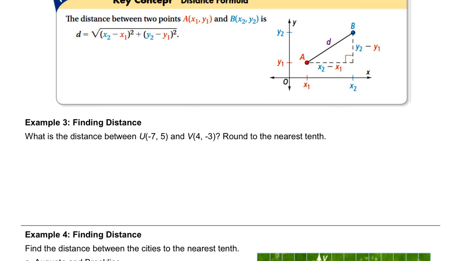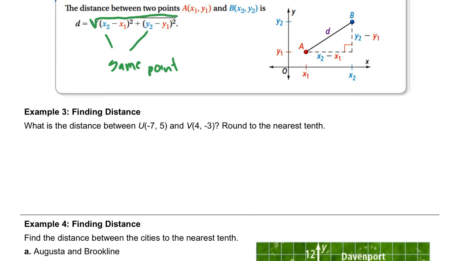So you have 2 points. To find the distance between those 2 points on a coordinate plane, you take the square root of the difference of the x values squared and the difference of the y values squared. And it's very important that these are the same. You start with the same point and you subtract the values that are from the same point. So in example 3, it's really just us following this formula for right now.